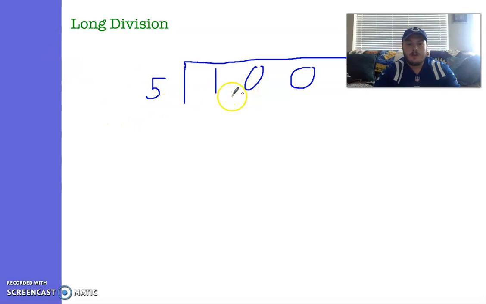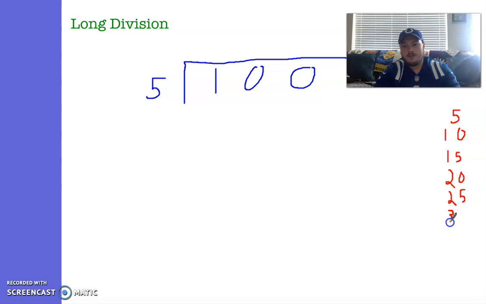Since I'm doing 100 divided by 5, the first step I'm going to recommend in long division is to list your multiples all the way up to 5 times 9. Because I know in a certain place value, I cannot put more than one number in a place value. So I'm going to start and do 5, 10, 15, 20, 25, 30, 35, 40, and 45. So that takes me all the way up to 5 times 9.